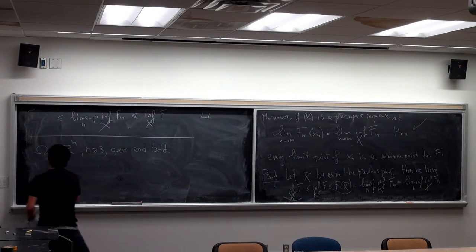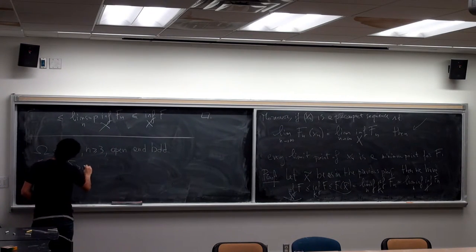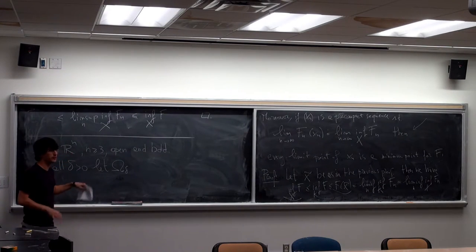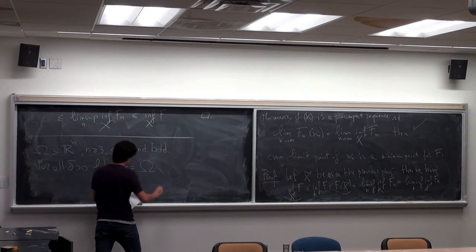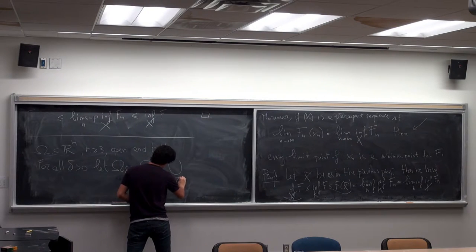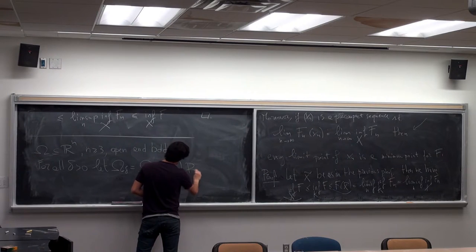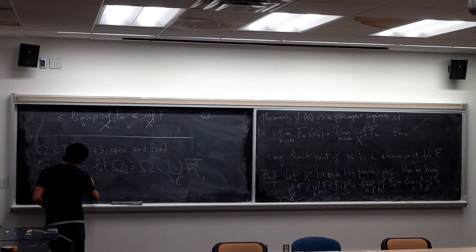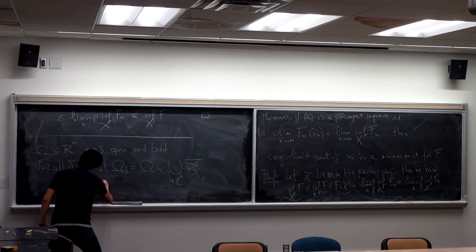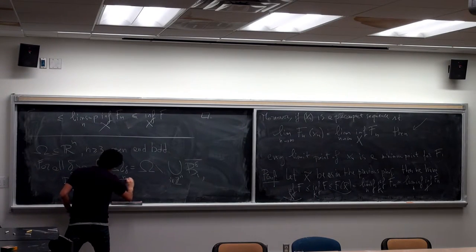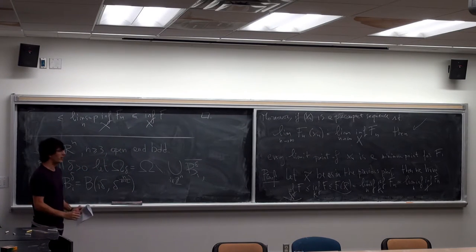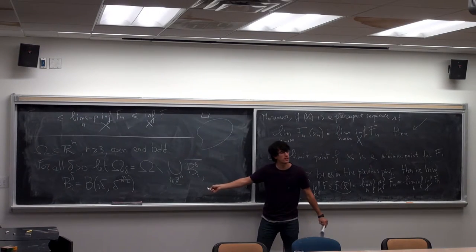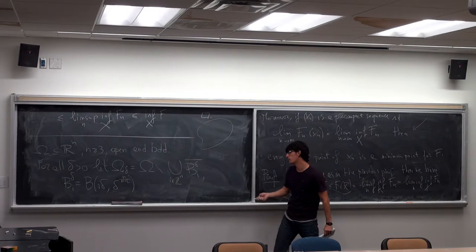For all delta positive, let's define omega delta to be the periodically perforated domain. So it's omega minus the union over i in the lattice delta Z^n of the closed ball B_{i,delta}, where B_{i,delta} is the ball centered at i delta and of radius delta to the n over n minus 2. I have some domain omega, and I'm looking at some rescaled copy of Z^n, and I'm drilling holes of this radius at the vertices of the lattice.